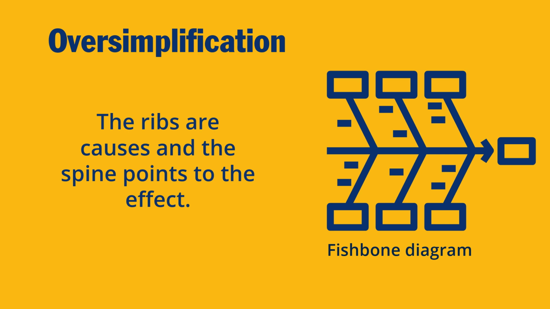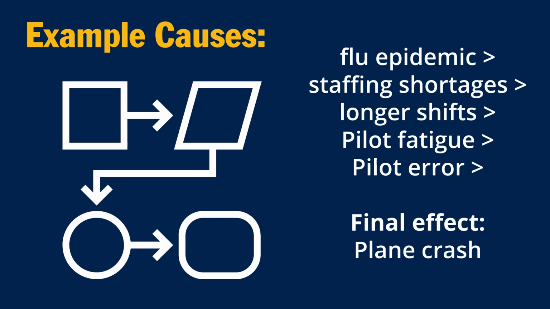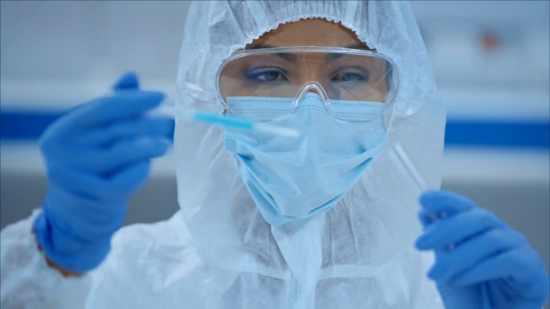Another way to avoid oversimplification is to create a causal chain using a flowchart to account for sequential causes. For example, a causal chain might begin with a flu epidemic, which causes staffing shortages at an airline, which leads to longer shifts and pilot fatigue, which leads to pilot error, which leads to the final effect, a plane crash. Causal chains can sometimes show surprising connections between causes and effects. But it is important to understand the aim of cause and effect analysis.